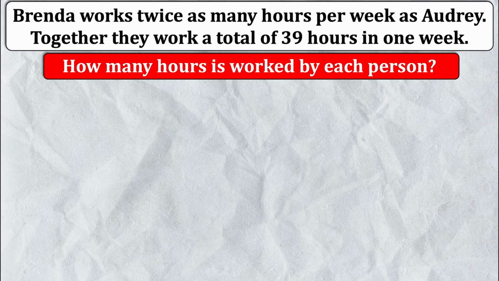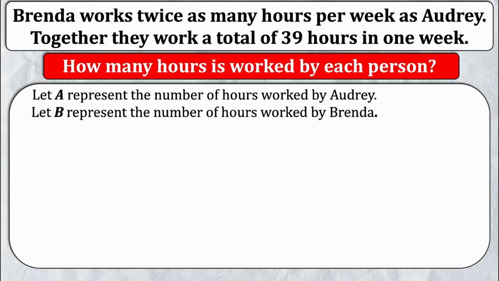Well, let's solve this step by step, and the first thing we need to do is define our variables. So we're going to let A represent the number of hours worked by Audrey, and we're going to let B represent the number of hours worked by Brenda. And now we need to use some of the information from the question to help us solve this linear system.